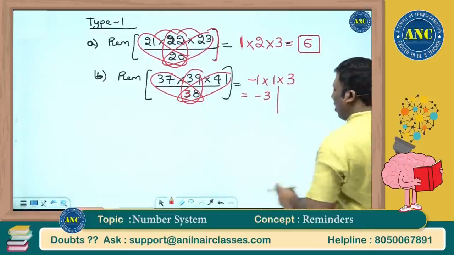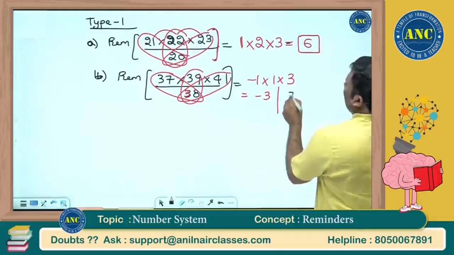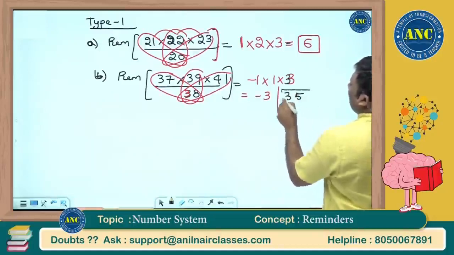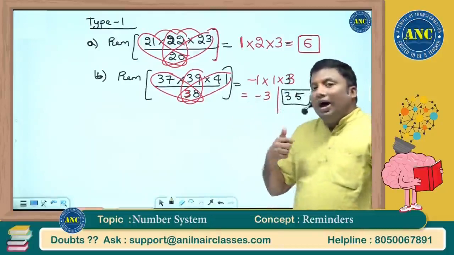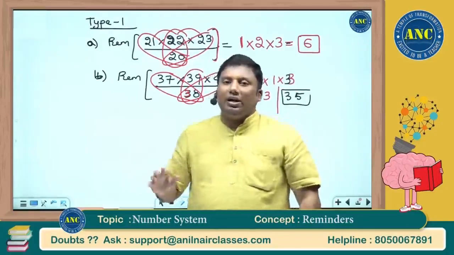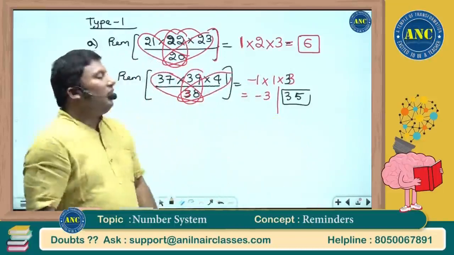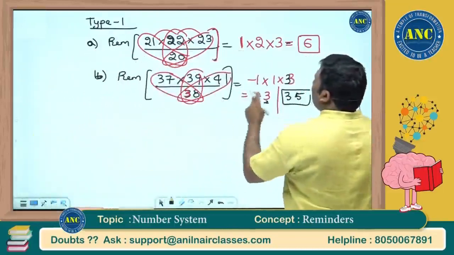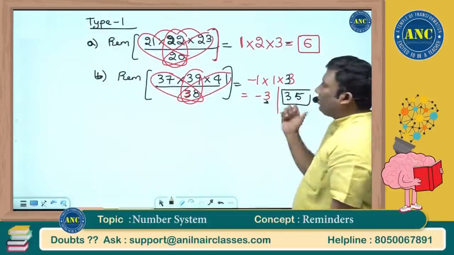In case you got a negative remainder, add it with the denominator to get the positive remainder. The answer can never be negative. You got minus 3, so add the denominator: 38 minus 3 is 35.